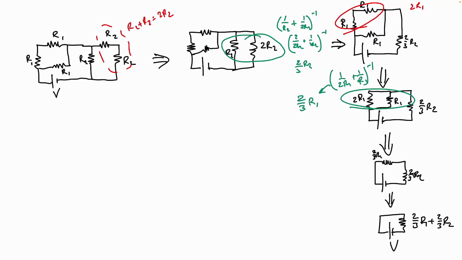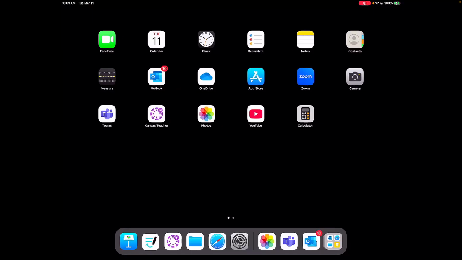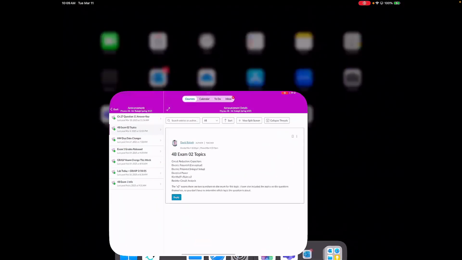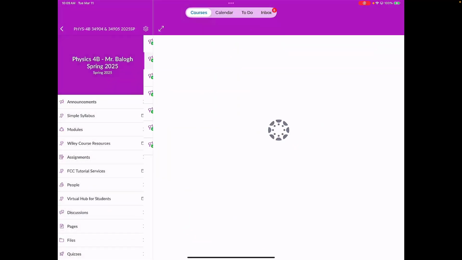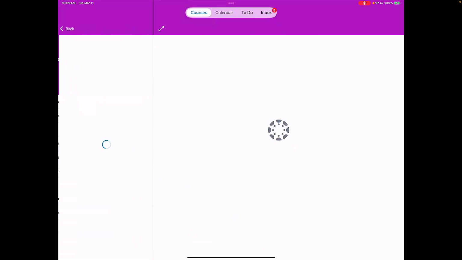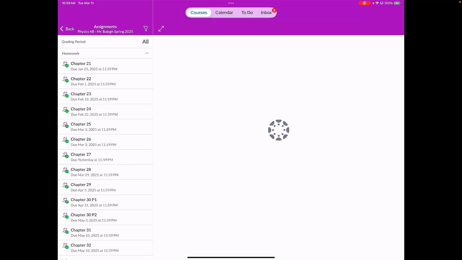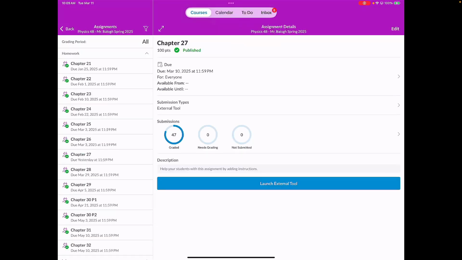Yes. Can you go over one of the power ones from the homework? Sure. What power one from the homework? You have no idea. They're all tricky. It's physics, right? Let's see. That would be chapter 26, wouldn't it?